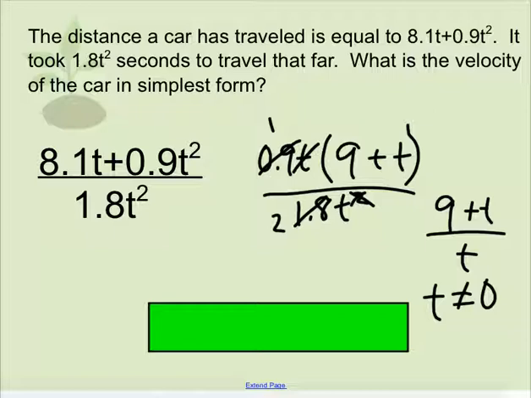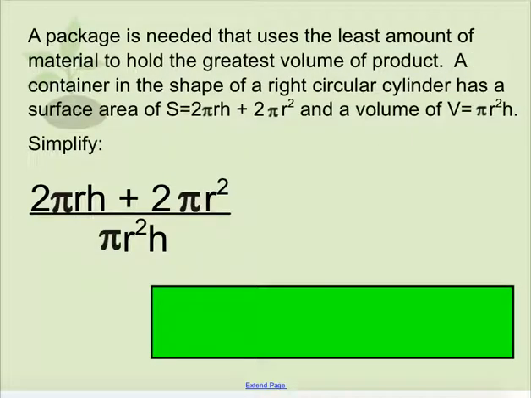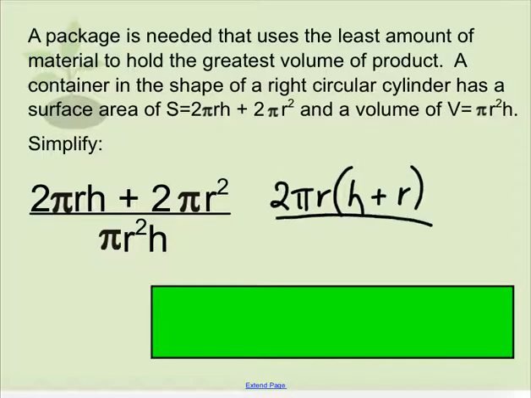And last one here. We have this expression when we're looking at surface area and volume, and we want to see, can we simplify it? And yes, we can. We can factor the numerator to take out a 2, a pi, and an r. And so we have left over h plus r over pi r squared h.